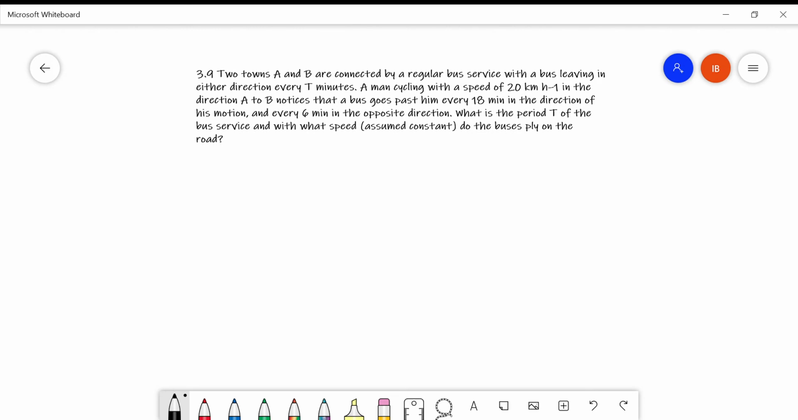Okay, since there are two towns A and B, we can take one. They are connected by a regular bus service leaving every T minutes. So he notices that a bus goes past him every 18 minutes. We can take the velocity of the bus, since there are, suppose, two buses. This is A and this is B. And this is the velocity of the person.